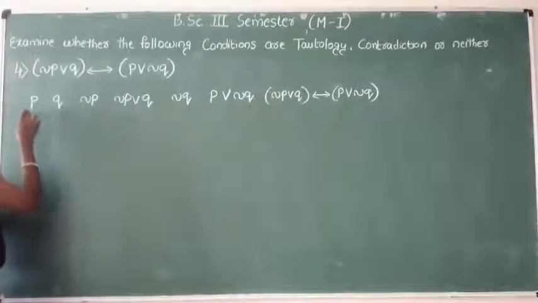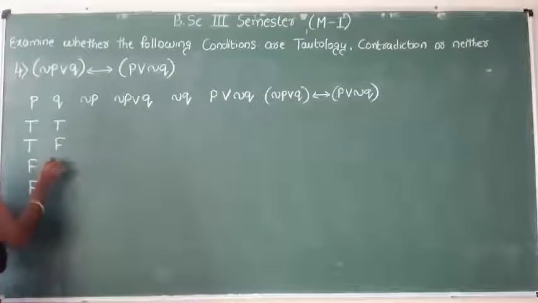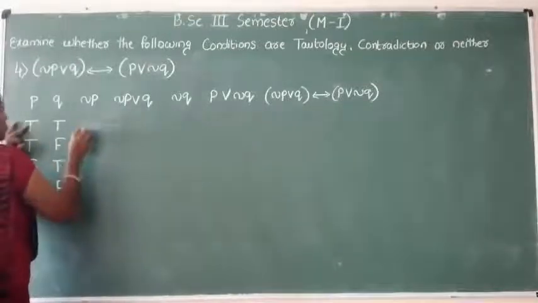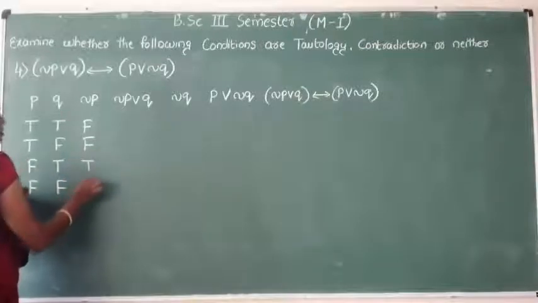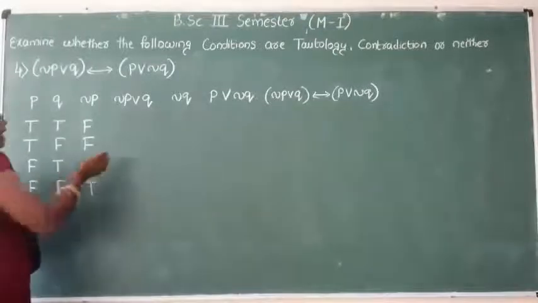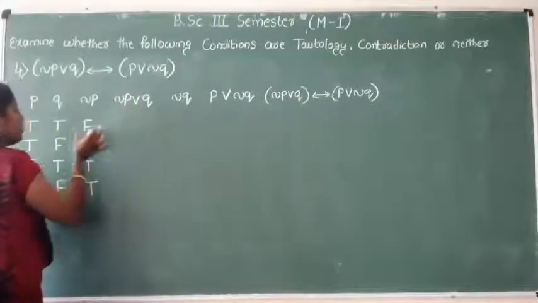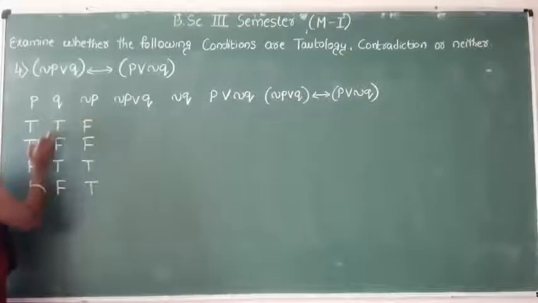So in the P statement, two true, two false. In the Q condition, one true, one false, one true, one false. Negation P: true, false, false, true, false, true. Negation: if it is true, then it becomes false. If it is false, then it becomes true. Now we have to solve negation P or Q. This is the Q, right?